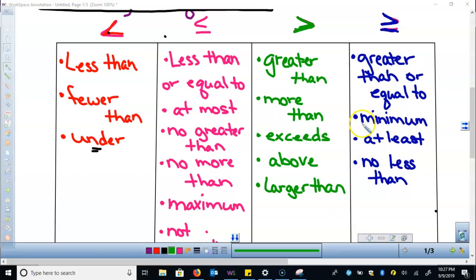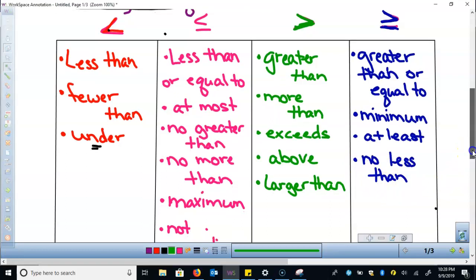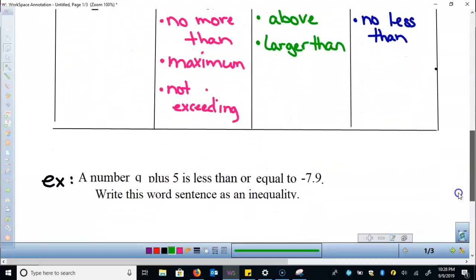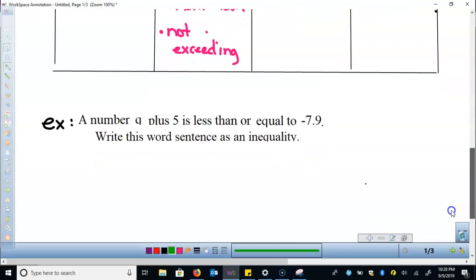But we also have the word minimum. I want a minimum of something, which means I want that much or more. I do not want less. Other keywords for greater than or equal to are at least or no less than. And keep in mind you can pause this at any time if I'm moving a little too fast for you, and re-listen to it as you need to.